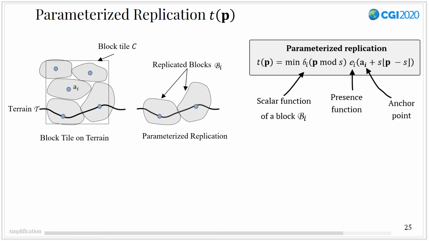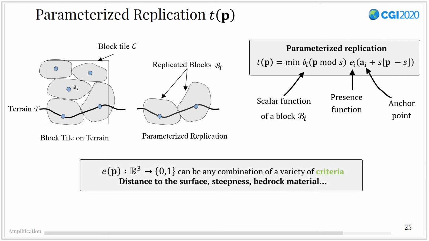The interesting thing with this formula is that the presence function can be any combination of a variety of criteria, such as distance to the surface, steepness of the terrain, or even bedrock material type. I will now show you some of the results of this replication operator.